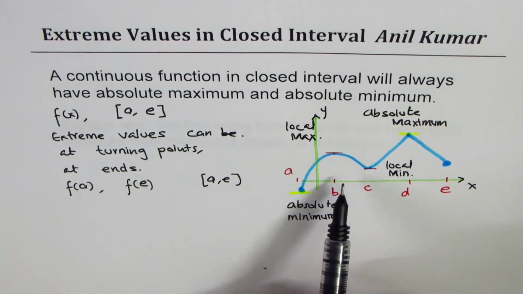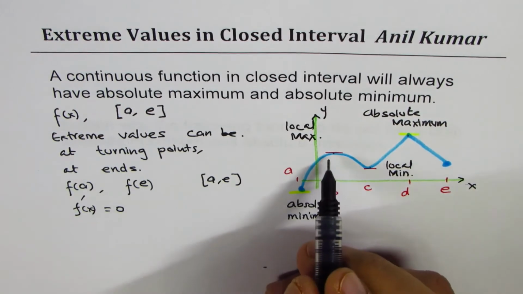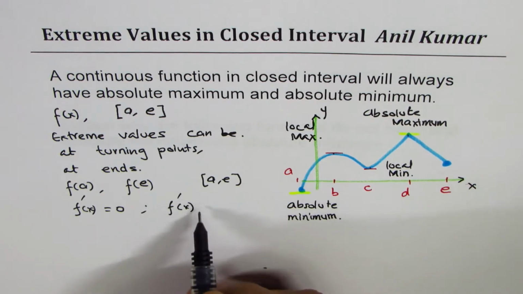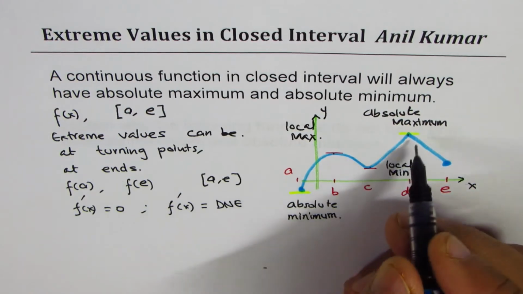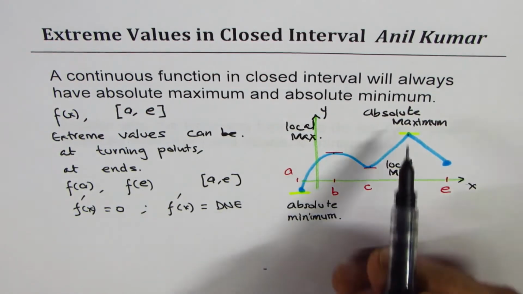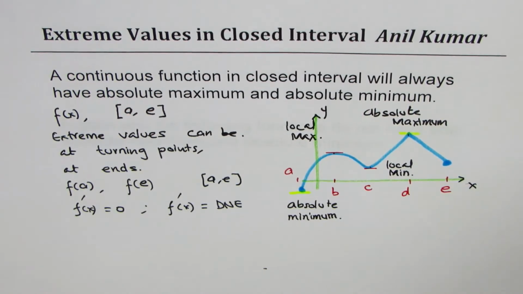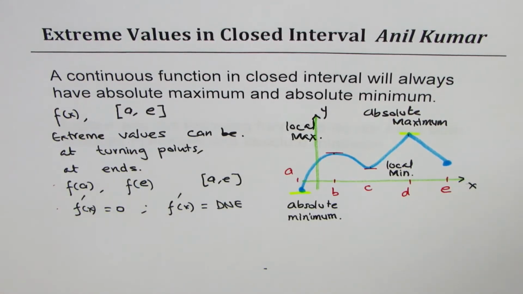And we also see that if the derivative of the function is 0, the turning point, or if the derivative of the function does not exist, I should say, not defined, then also we can have absolute maximum or minimum, correct? So these are a few observations which are very important to make, and these observations will help us to solve most of the questions in the unit on extreme values in closed interval.